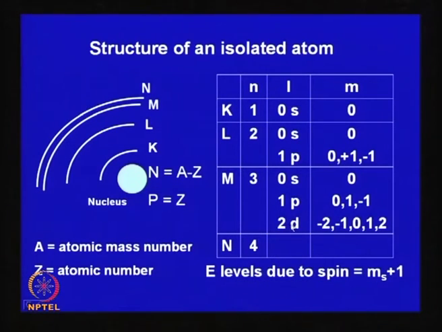In the same way you can look at the subcell D. Here this has 1, 2, 3, 4, 5 magnetic quantum numbers. So, this will have a capacity of 10. I will leave this as an exercise for you. Please try to fill this up.